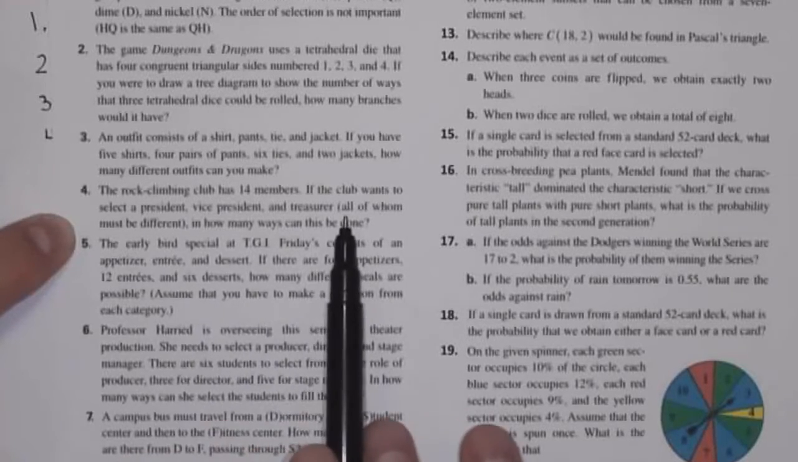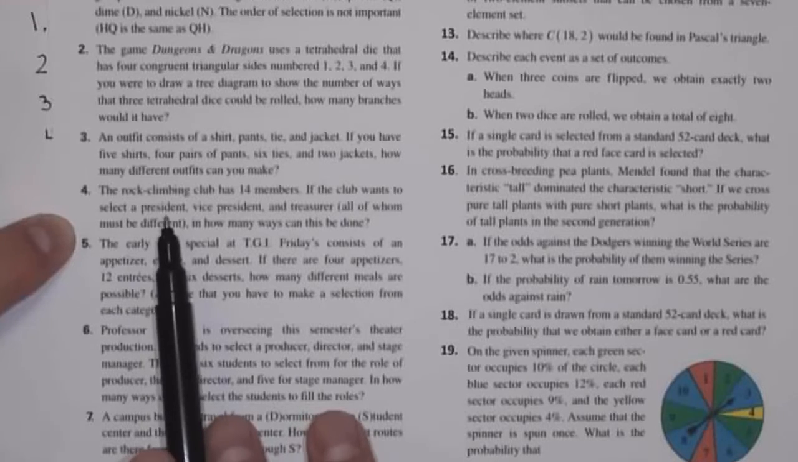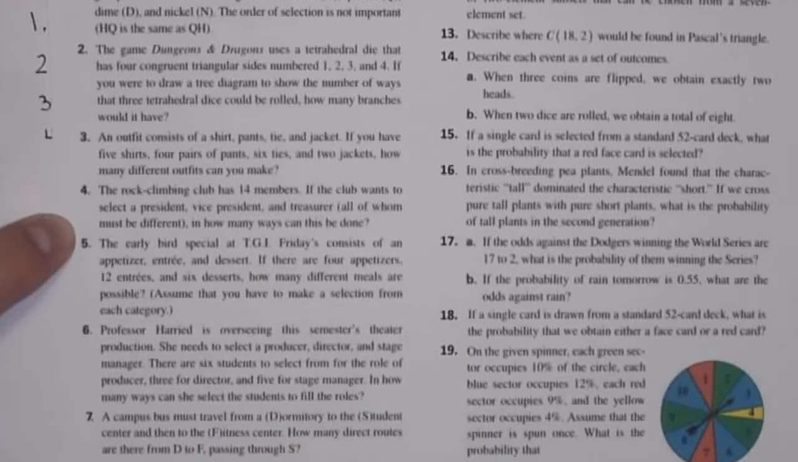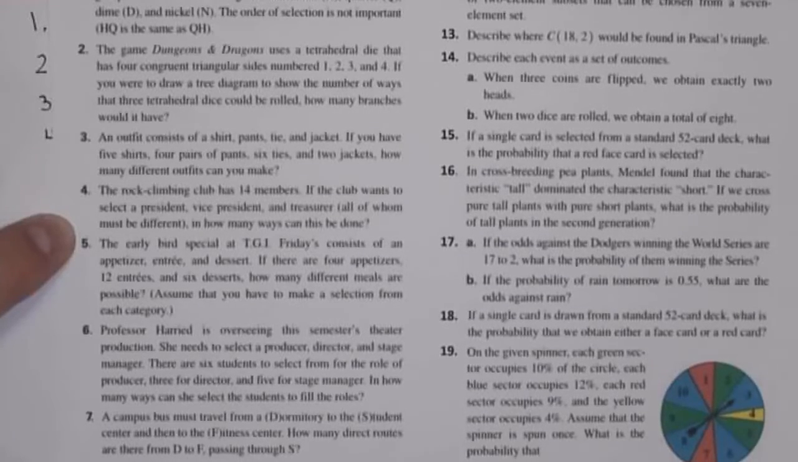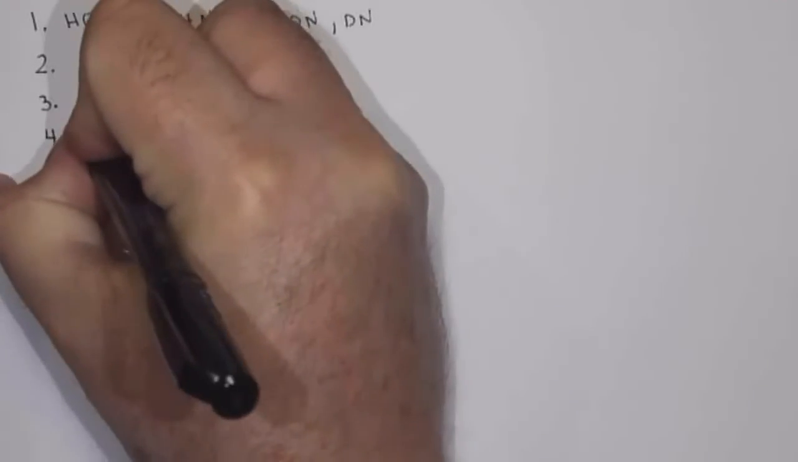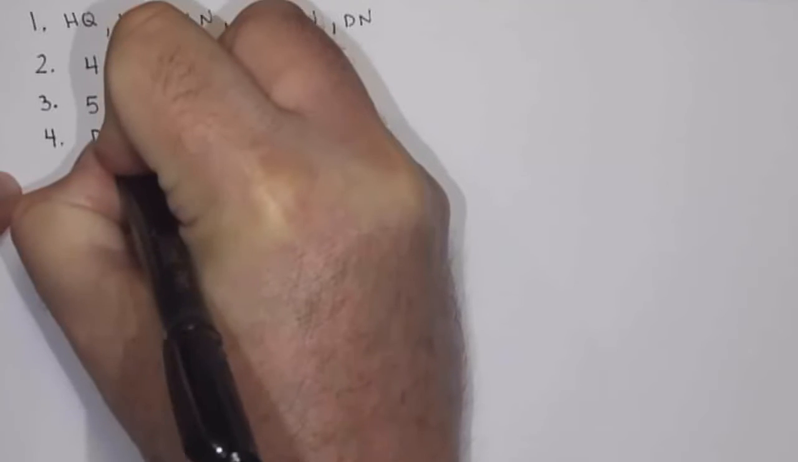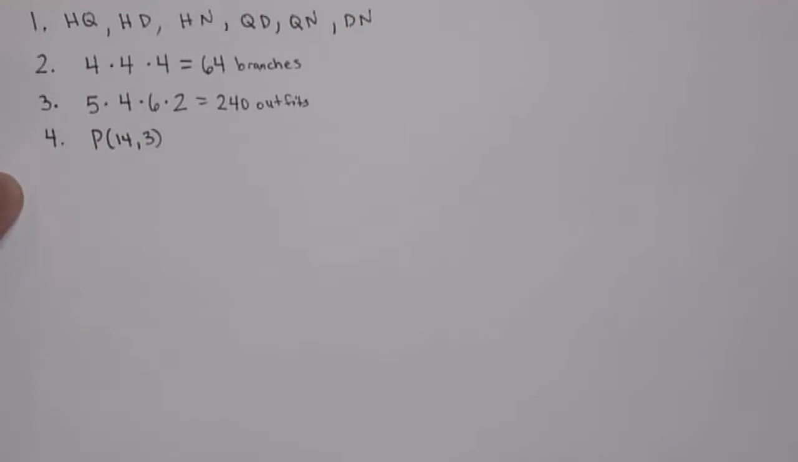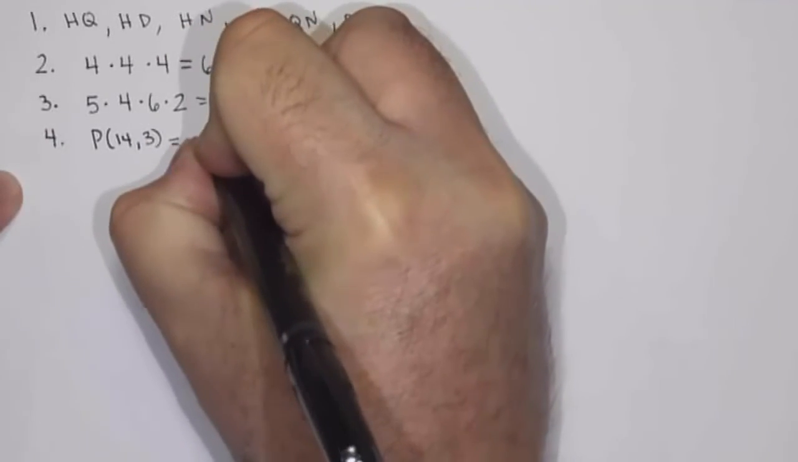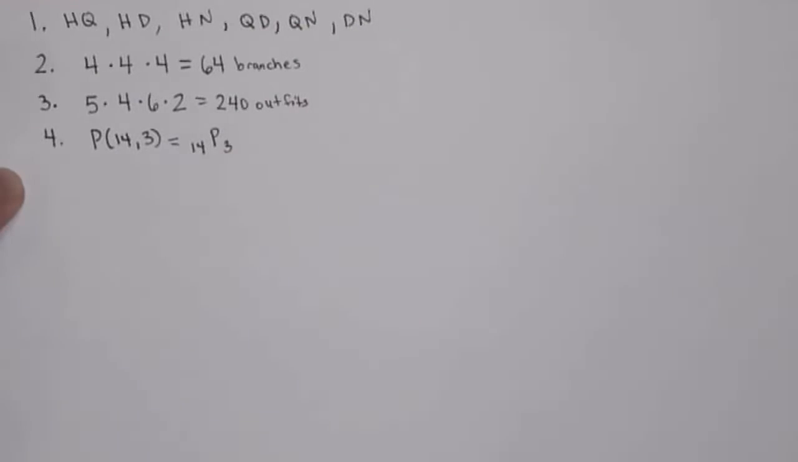The order in which we select them matters because the first individual will be president, the second will be vice president, the third will be treasurer. And so this is a permutation of 14 items and we're choosing 3 of them. So this is going to be a permutation of 14 choosing 3, so we could denote that this way, or if you'll remember, we also have our notation permutation of 14 choose 3 this way.